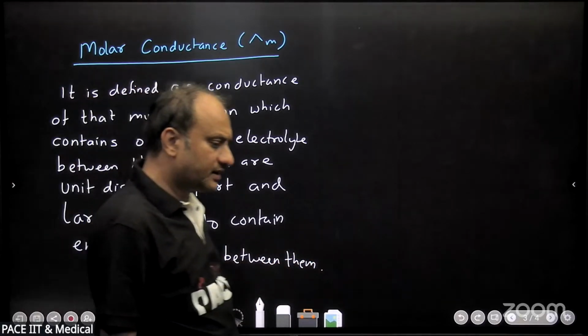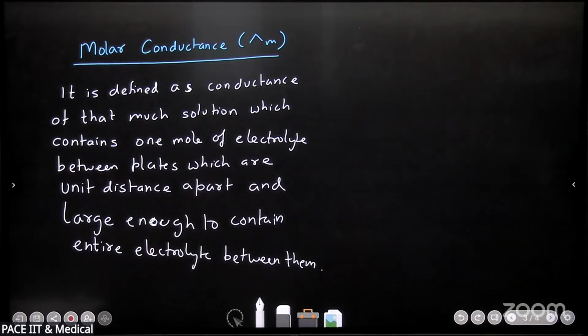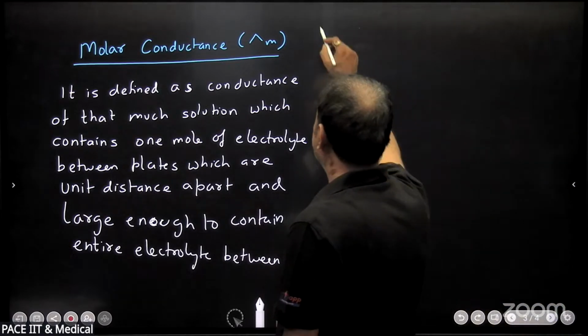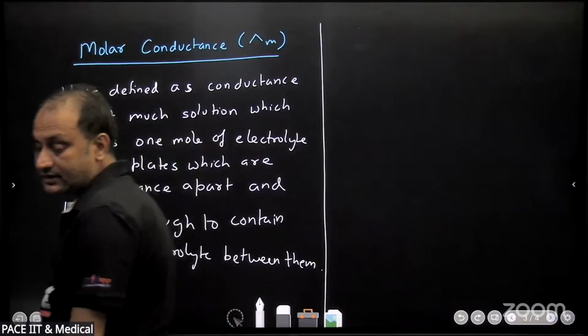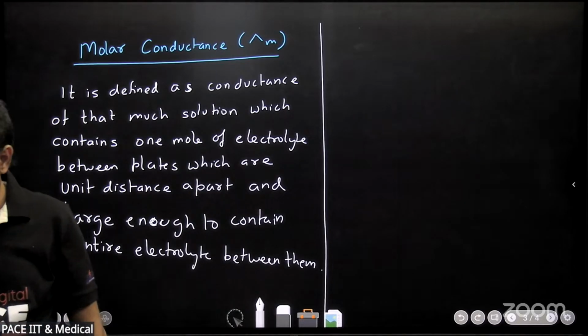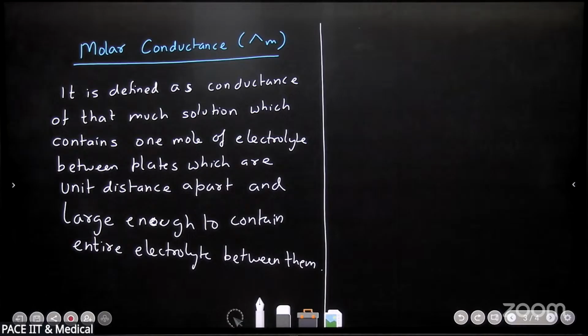This is how we define molar conductance. Molar conductance is the conductance of that much volume of solution which contains 1 mole of electrolyte between plates which are unit distance apart, and the plates are large enough to contain the entire electrolyte between them. So this is how we are defining molar conductance. Okay.